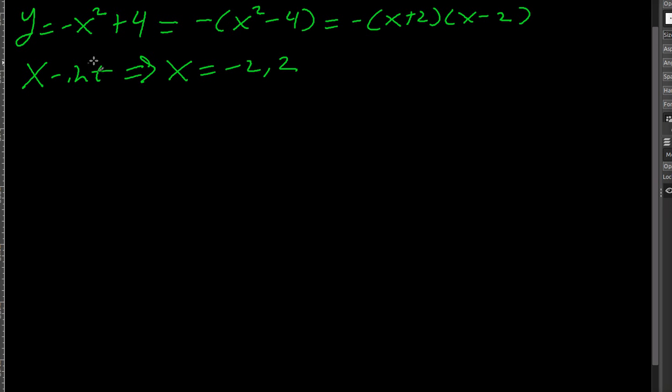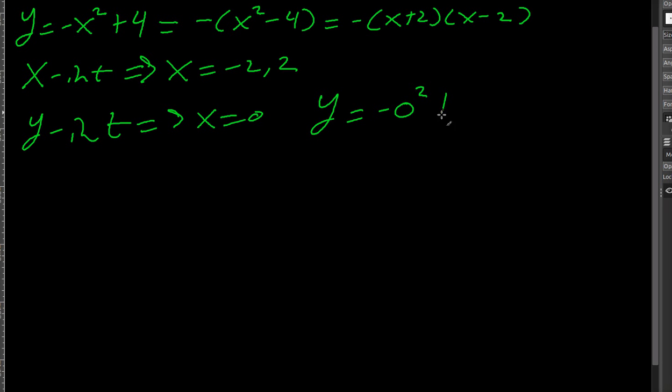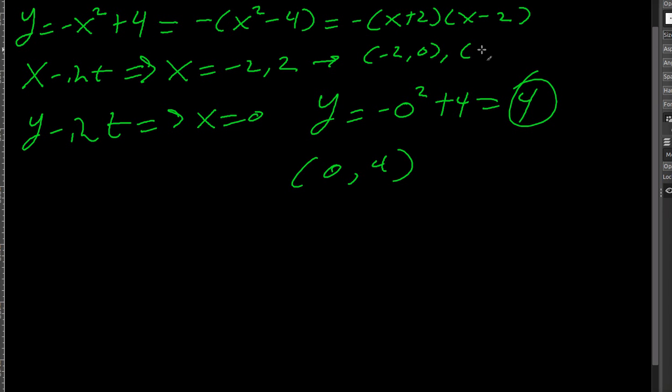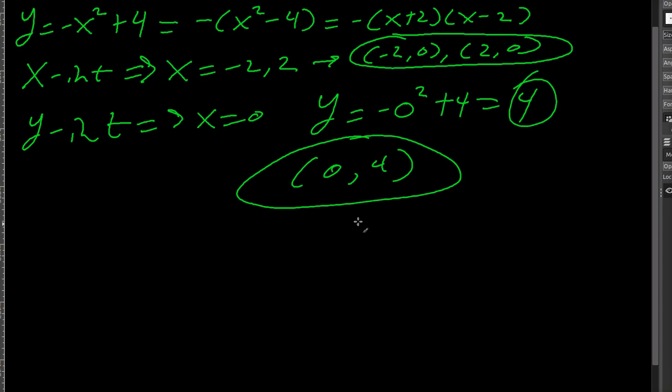Now the y-intercept, I just plug in x equals 0. If x equals 0, then y equals negative 0 squared plus 4, which is 4. Okay, so that would be happening at (0, 4). All right, well, that's not so bad. Again, we have 2. If this isn't clear, this is the points (-2, 0) and (2, 0). So there's 2 points because it's a parabola, it crosses twice, and it crosses once across the y-axis.